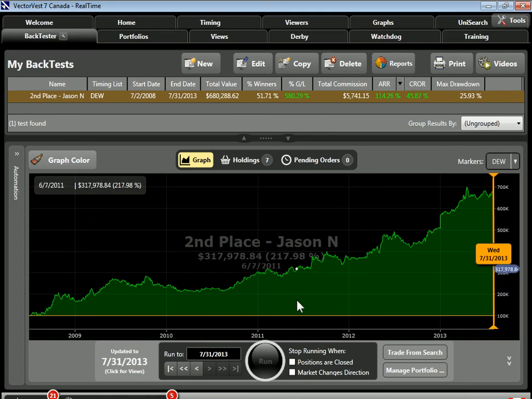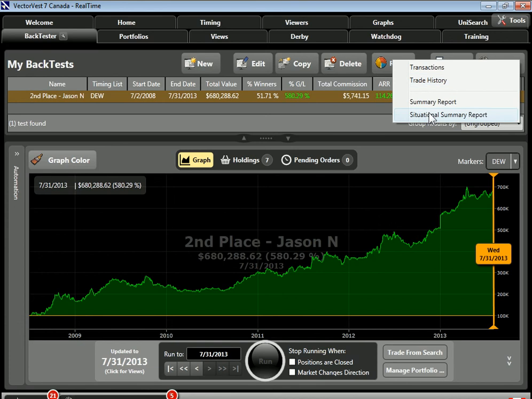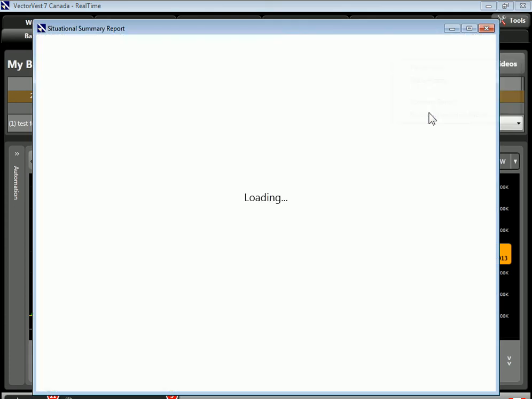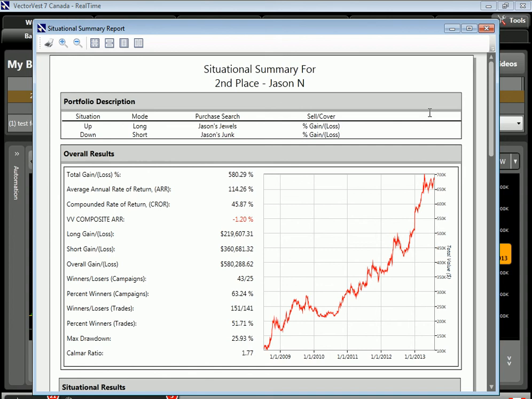So again, a very nice equity curve. If I come up to reports, go to the situational summary report. Let's take a look at what the VectorVest Composite did over this 5-year time period. The VVC actually lost a little more than 1% a year, while this trading plan gained 114% a year. We had 43 winning campaigns, 25 losing campaigns, and a campaign is a DEW up signal to a down signal. Another campaign would be a down signal to an up signal, and so on. So we won 63% of the time with 52% winning trades and a CalMAR ratio of almost 2 at 1.77.